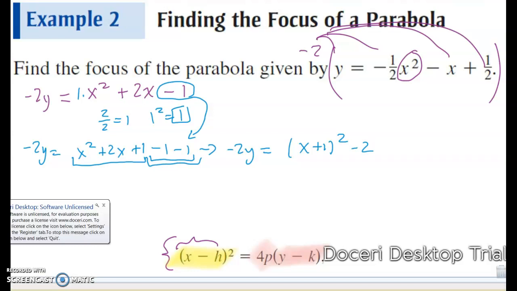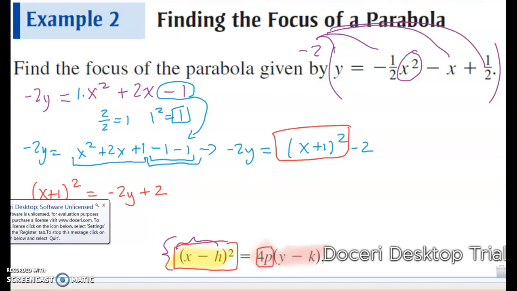So we're almost at our destination. Remember, we have to solve for the x minus h squared, which is right here. So we get x plus 1 squared equals, and then I'm going to move this 2 over. It'll be minus 2 plus 2. And now the last part is we need to find the p. So whatever is in front of y, we're going to factor it out, which in this case is negative 2. So you're going to be left with x plus 1 squared equals negative 2 times y minus 1.